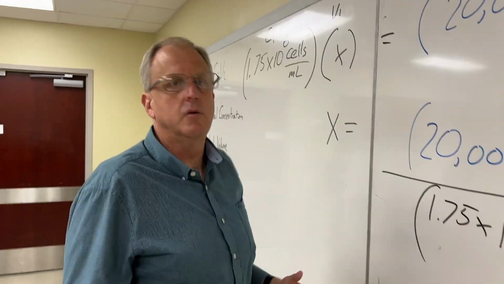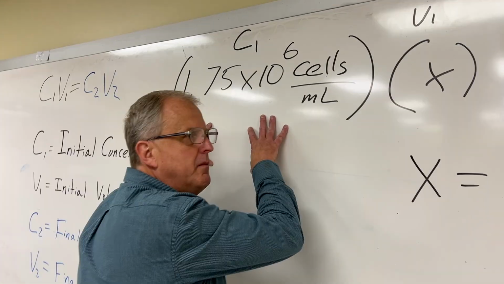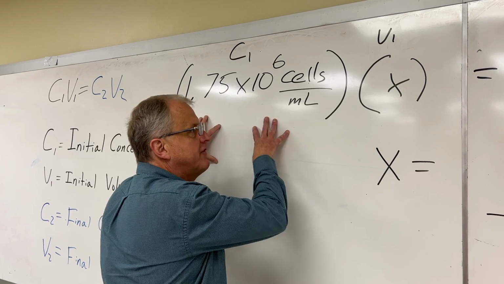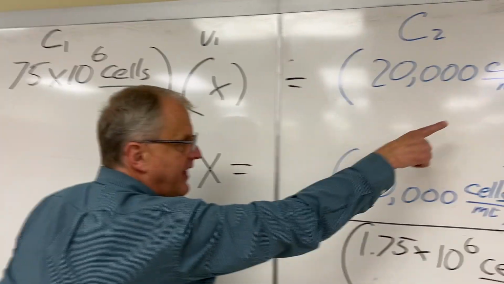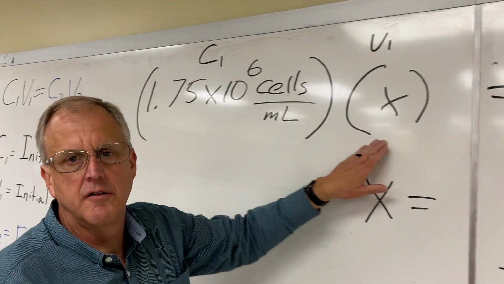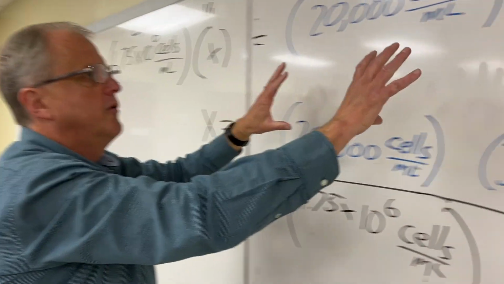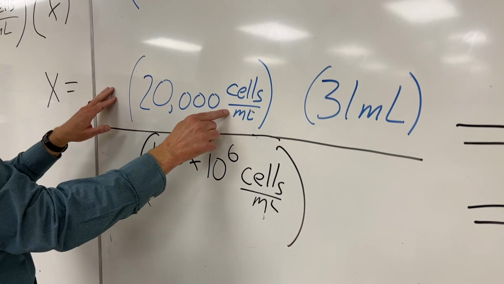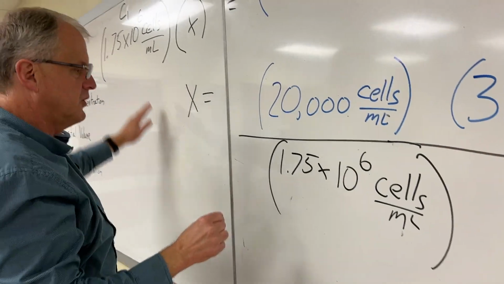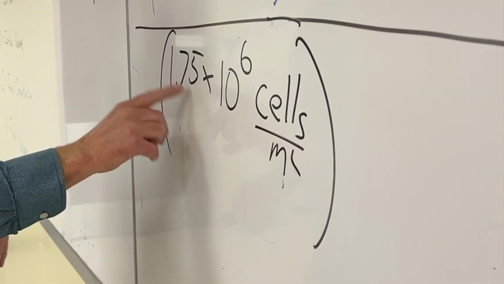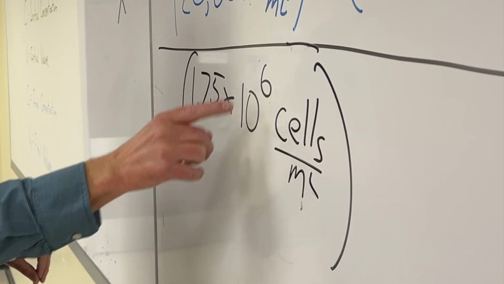What is missing? We want to know how much volume to take from here that will give us that. That's our volume 1, and that's what we're solving for. X is the unknown. We bring it over here. We got 20,000 cells per mil times 31 mils, divided by 1.75 times 10 to the 6 cells per mil.